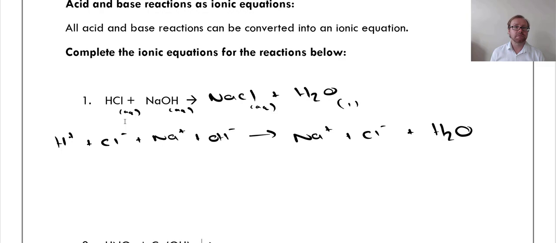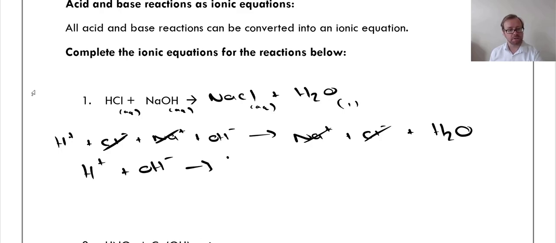Now we need to remove the spectator ions, and to do that we look at the oxidation states of the ionic compounds, the ions, and see if they've changed. Well, my Cl- hasn't, my Na+ hasn't. Something has happened with H+ and OH-, they've formed a molecule, so that must mean that my overall equation is H+ plus OH- forms H2O.